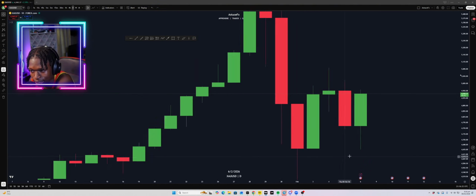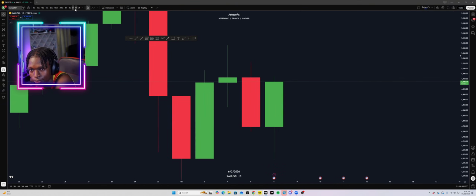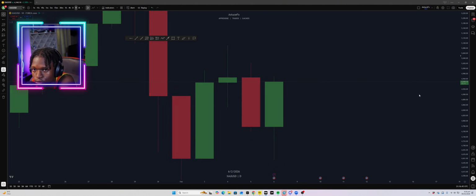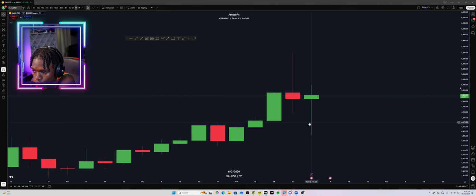Now that you understand that every candlestick is being formed on a particular time frame, in this case I'm currently on the daily time frame, or 1 day here. That means every candle takes 1 day to form, as I said. So if I go to the weekly time frame, that means every candle you see here takes 1 week to form as well.